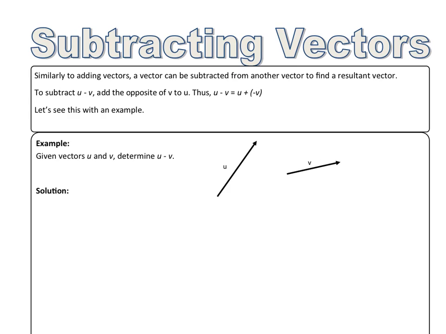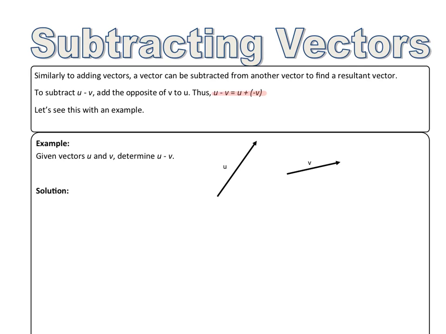So similarly to adding vectors, a vector can be subtracted from another vector to find a resultant vector. Just exactly what we're doing with adding vectors. To subtract vector u minus v, we're going to add the opposite of v to u. And I'm going to show you how this works when we do an example. But take note that u minus v is actually u plus the negative direction of v.